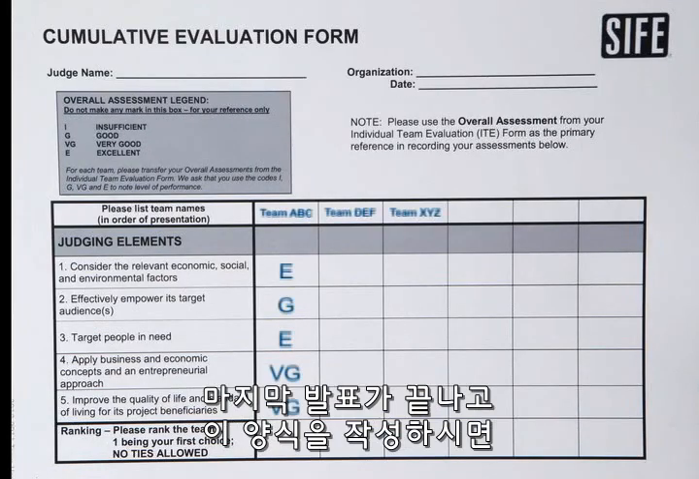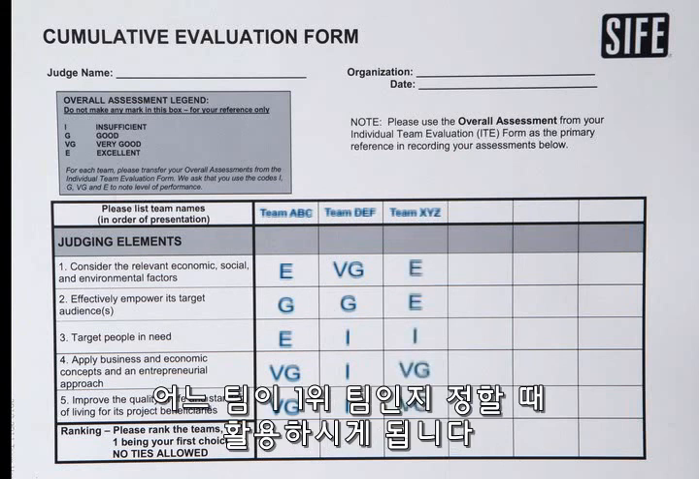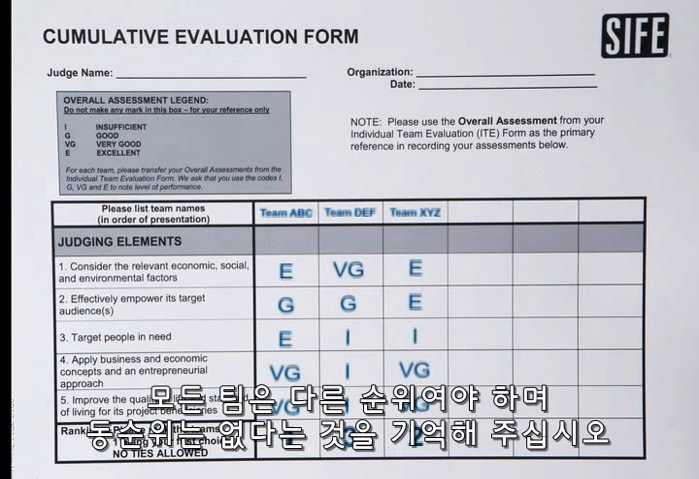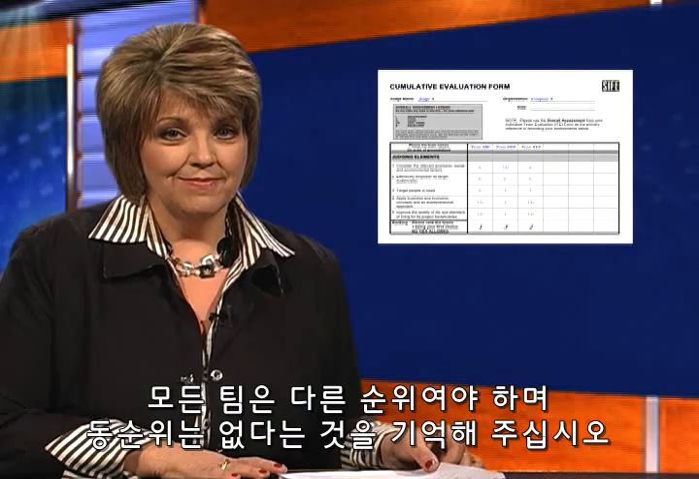After the final presentation, you'll finish completing the form and then use this information to give each team a ranking, with 1 being your first choice. It's essential that each team receive a different ranking, as no ties are allowed.